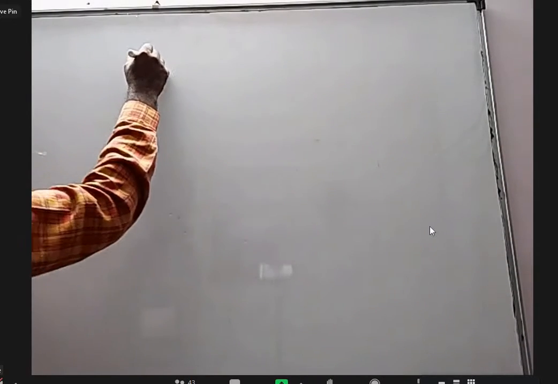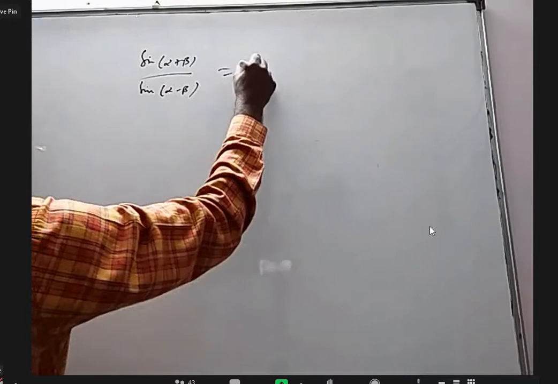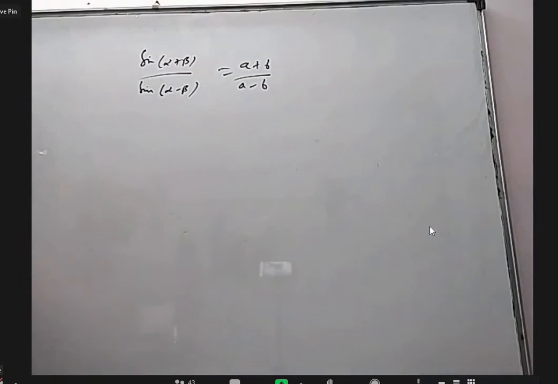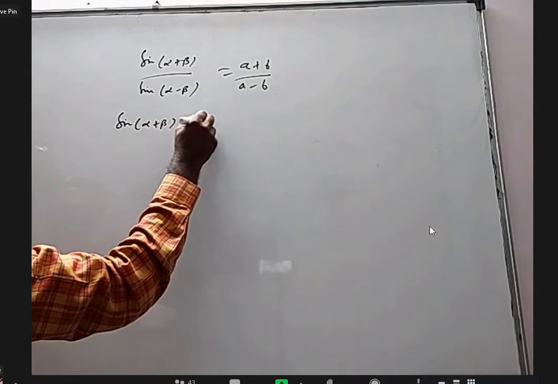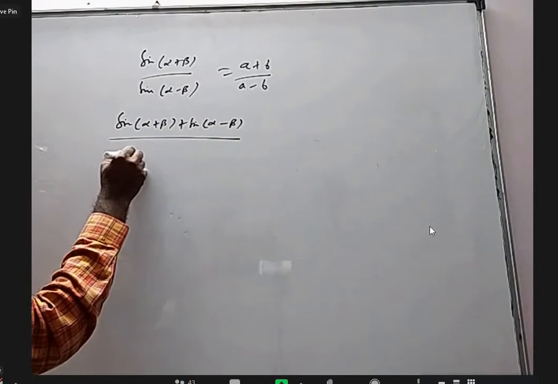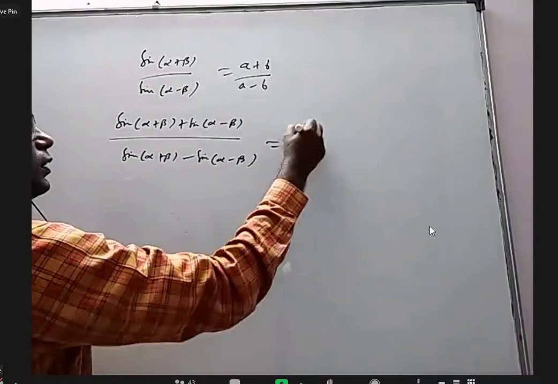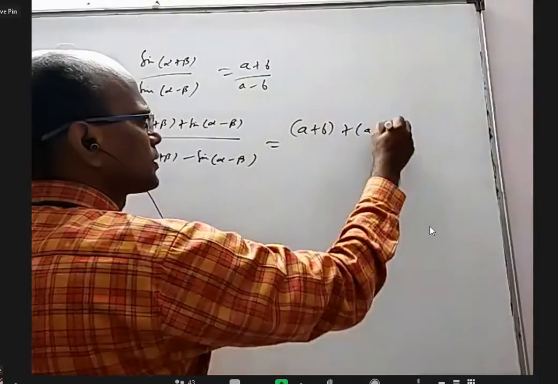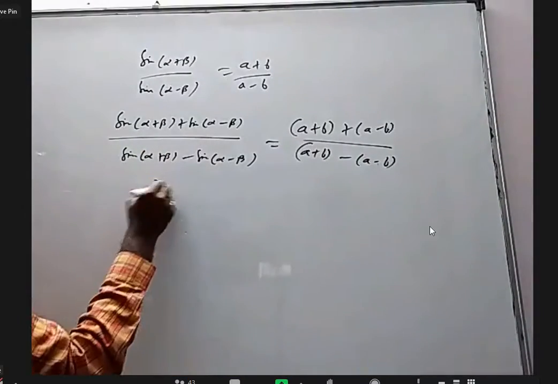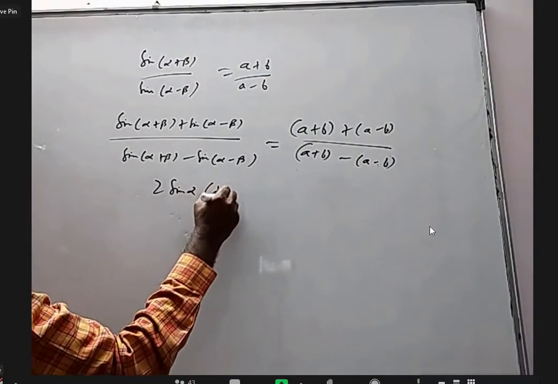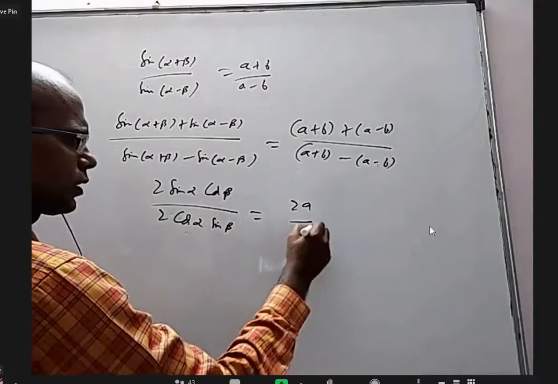My network problem. Okay, sin alpha plus beta by sin alpha minus beta, they gave it as a plus b by a minus b. Now componendo dividendo, numerator plus denominator, sin alpha plus beta plus sin alpha minus beta, numerator minus denominator, sin alpha plus beta minus sin alpha minus beta. Here numerator plus denominator, a plus b plus a minus b. This is a plus b minus a minus b. This is 2 sin alpha cos beta. This is 2 cos alpha sin beta. This is 2a and this is 2b.